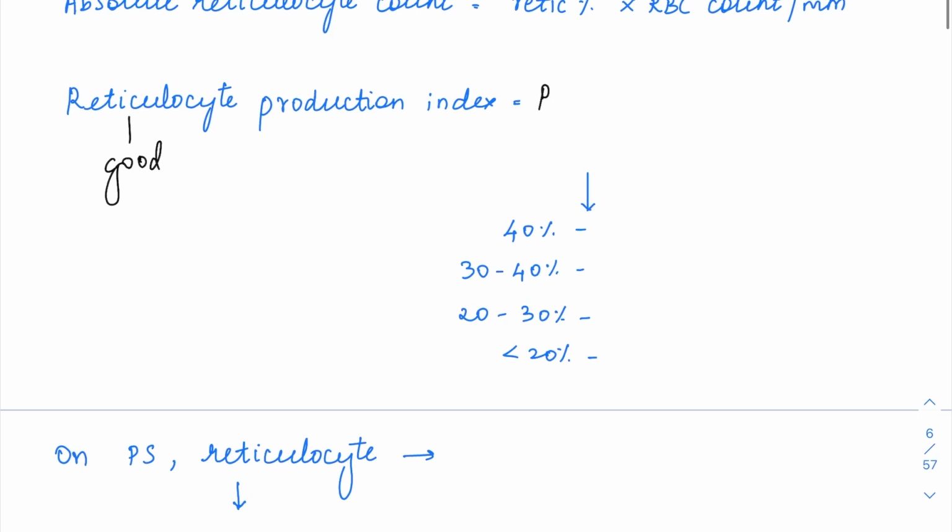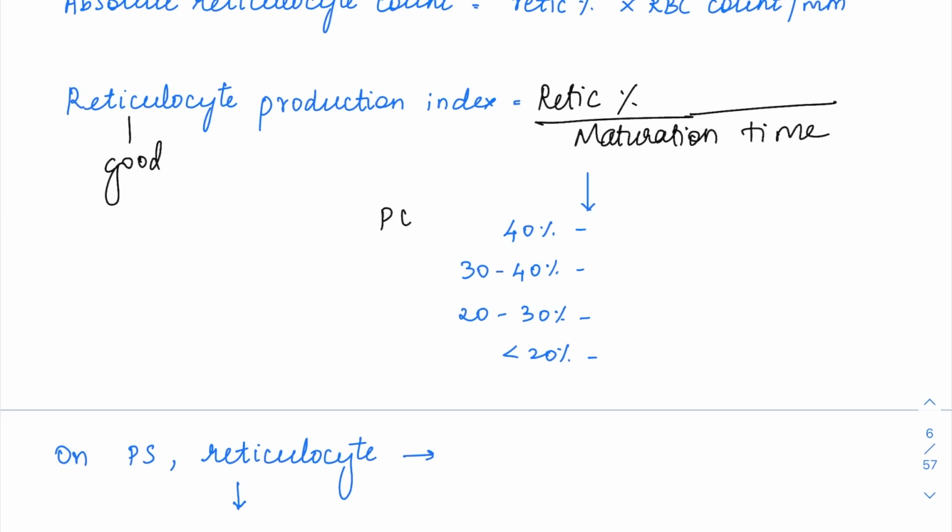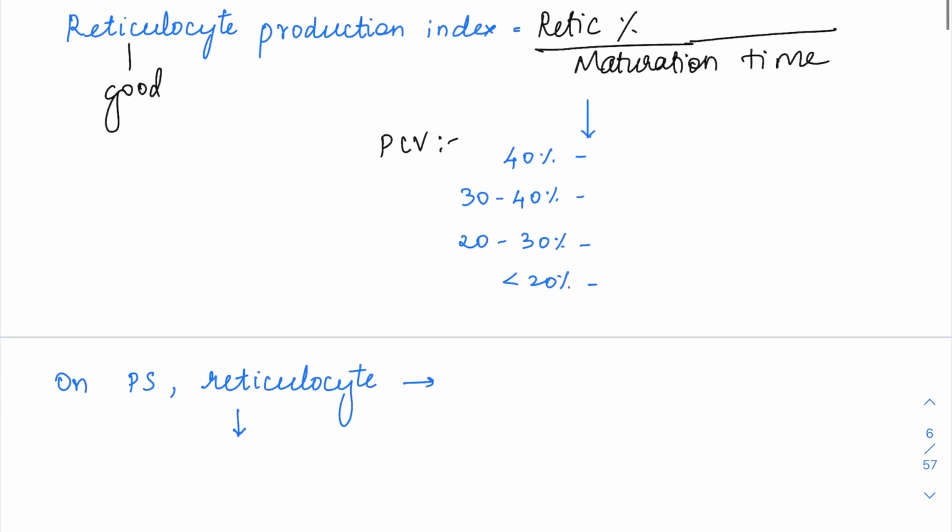So for that we again use a formula: the reticulocyte percentage divided by the maturation time in the peripheral blood. And this maturation time is again going to be determined by the hematocrit or the PCV. Suppose the PCV is 40%, then the time taken for the reticulocytes to mature will be 1 day. For 30 to 40%, it is going to be 1.5 days.